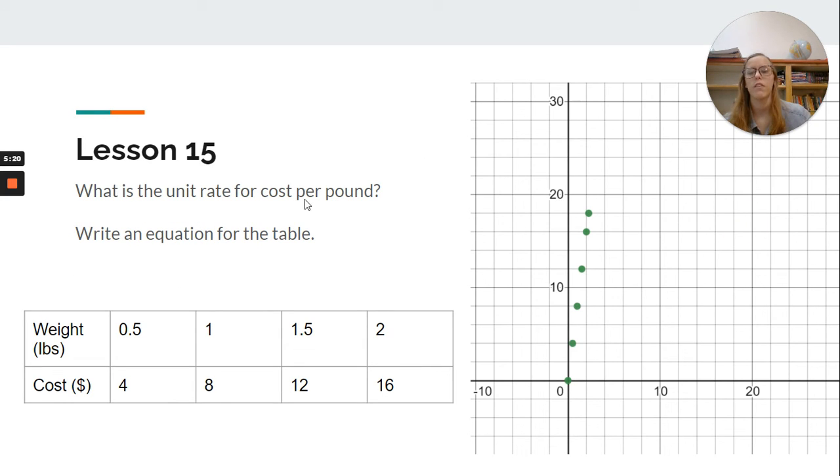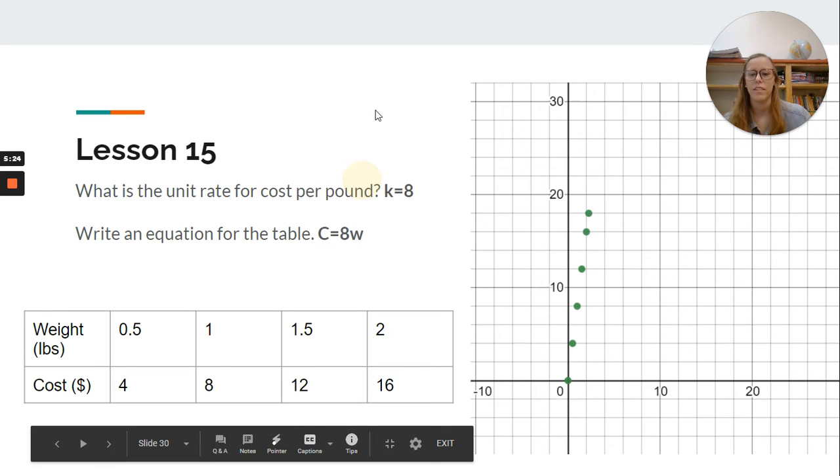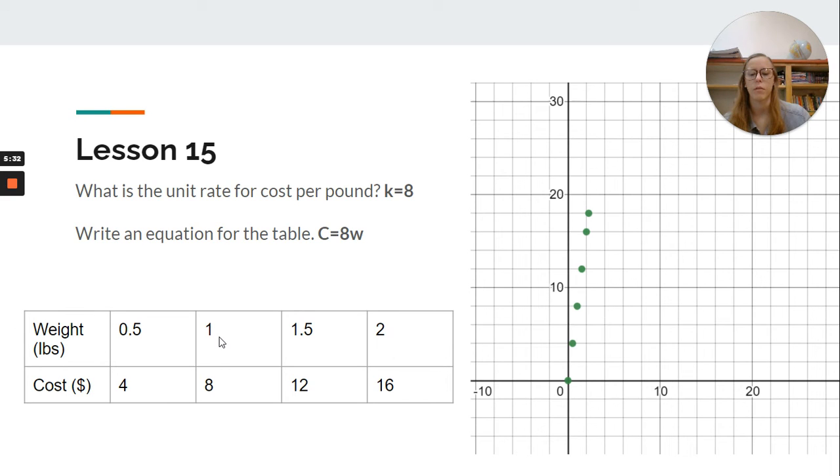15. What is the unit rate for cost per pound? Well, it's going to be 8. And the equation we could write is C, which is cost, equals 8 times the weight, which is W.